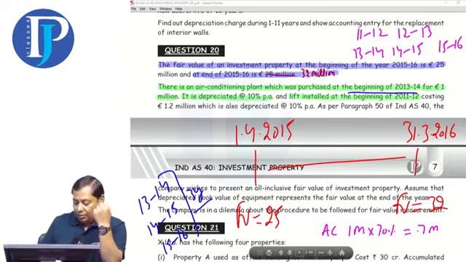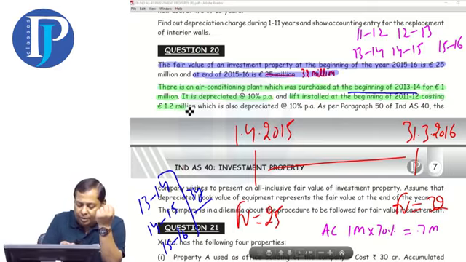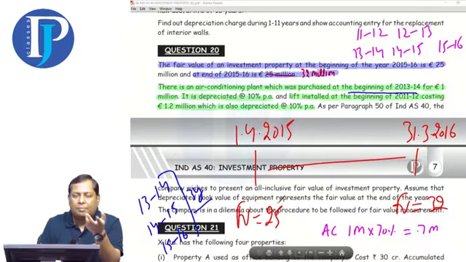The lift was installed 5 years ago and its cost is 1.2 million. And its depreciation is also 10%. So within 5 years it is 50%. So of the 1.2 million of the lift, we will take 50%. This is 0.6.